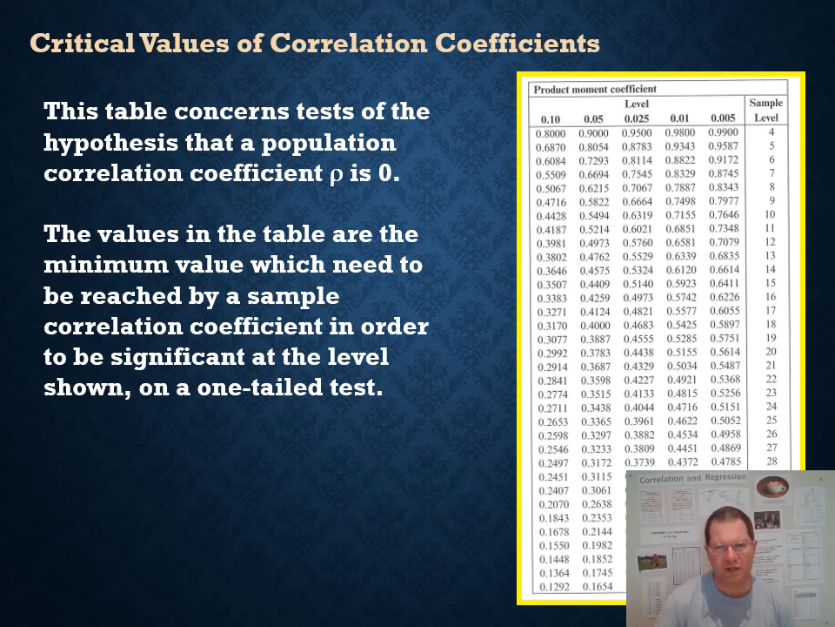So this table concerns tests of the hypothesis that a population correlation coefficient rho is 0. The values in the table are the minimum value which need to be reached by a sample correlation coefficient in order to be significant at the level shown on a one-tailed test. And we use it the same way whether we're dealing with positive or negative correlation. It's just we put a minus sign in front of each of those product moment coefficients.